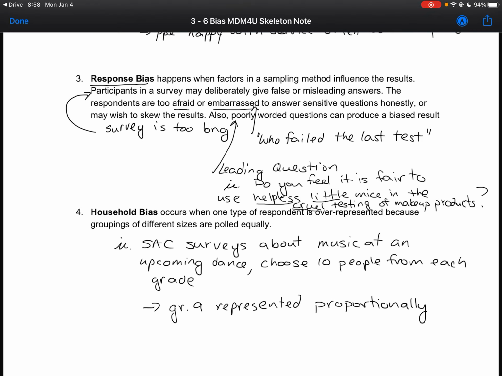You should be familiar with the 4 types of bias, be able to give a definition of each, and be able to identify the bias in a given survey question.